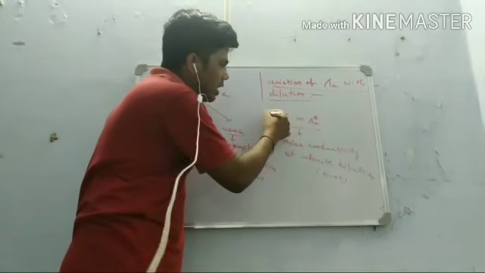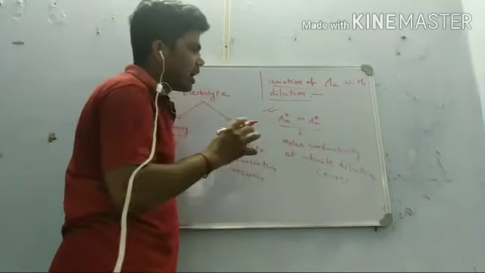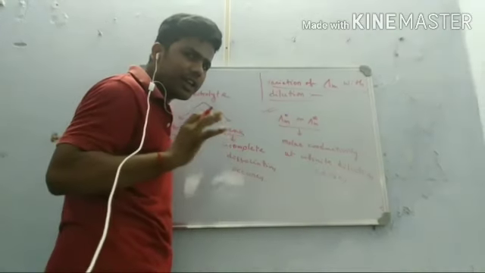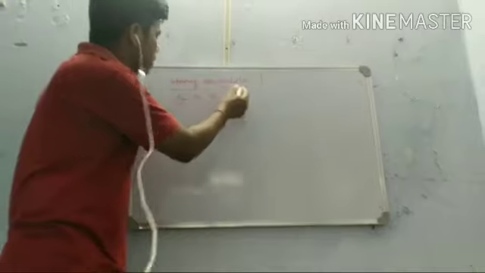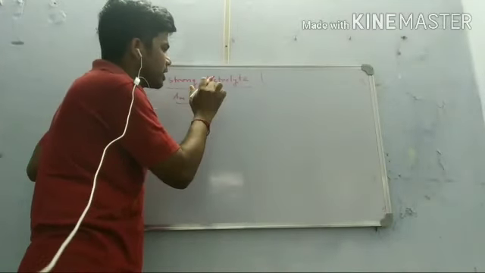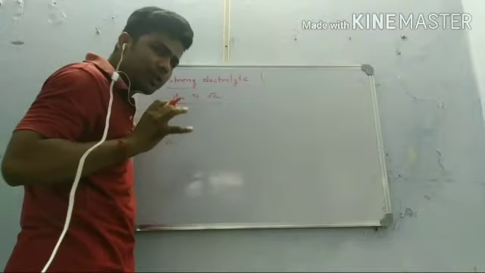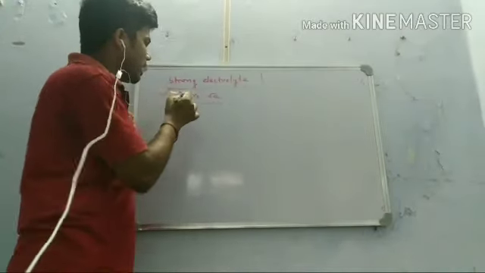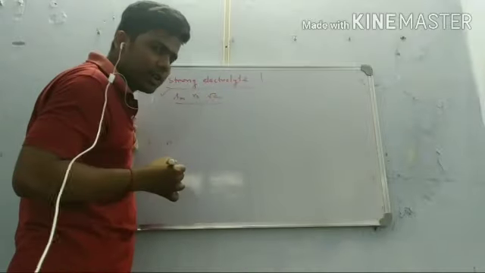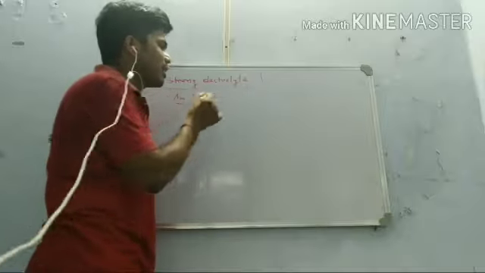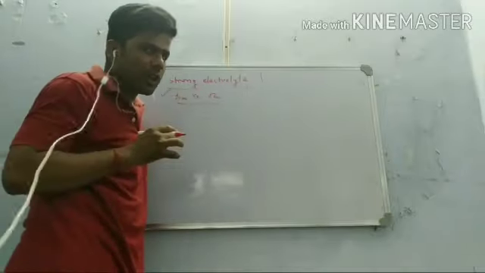We have to take account of this definition, because for further discussion it is very necessary. For a strong electrolyte, if we discuss molar conductivity with concentration, that is with dilution, then we have to consider the graph of lambda m versus root c, molar conductivity versus root over concentration.